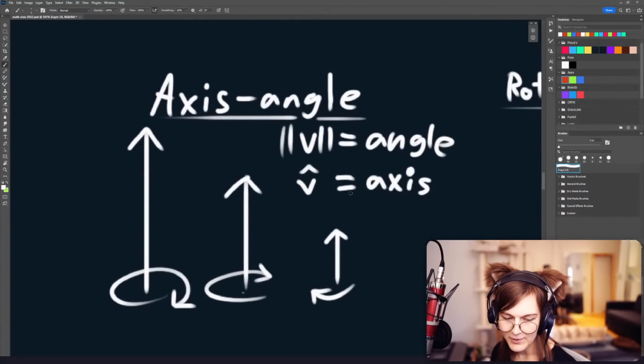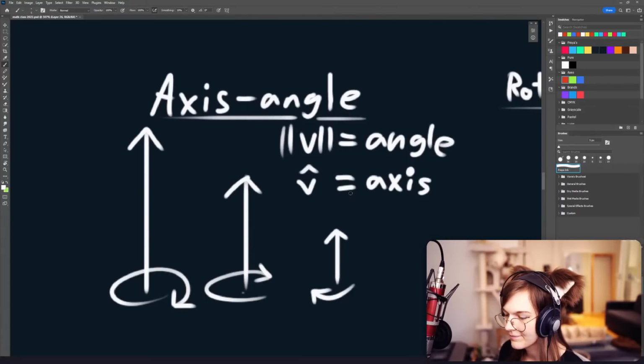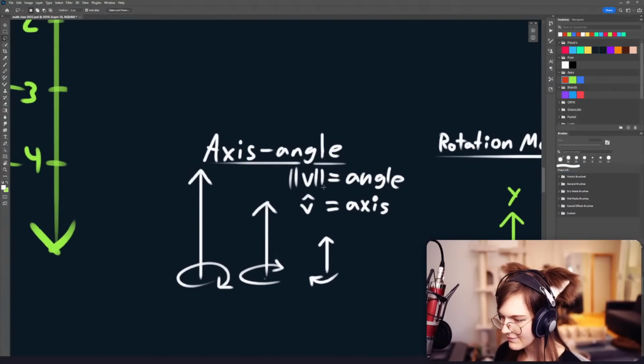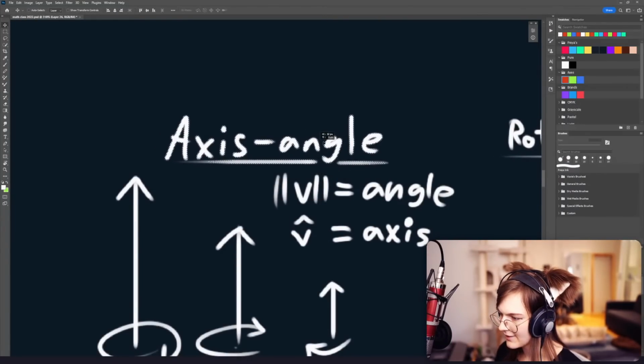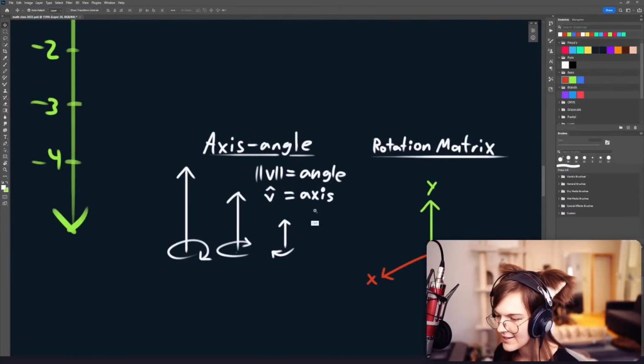Do right-hand engines rotate in the opposite way? Yes, if you have a right-handed engine, they follow the right-hand rule. Okay. So that's axis angle.